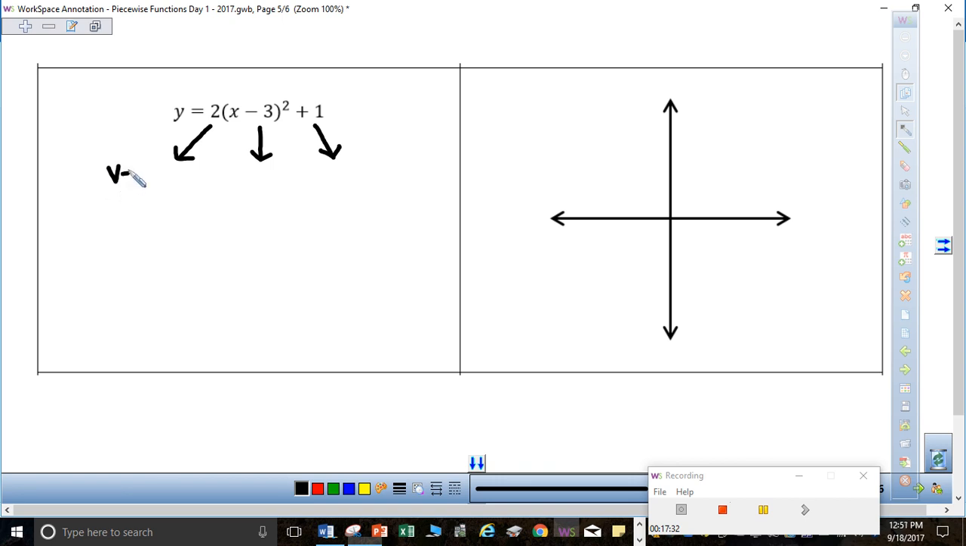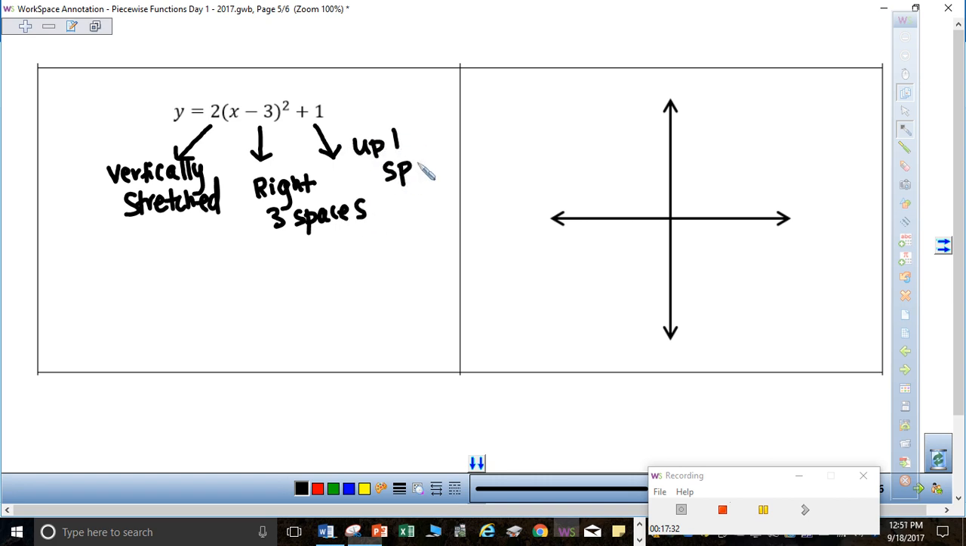All right, so let's go through these. So we should say that the 2 in front will cause our graph to be vertically stretched, so it's going to look skinnier or narrower. The -3 on the inside is going to cause our graph to move to the right 3 spaces. The plus 1 on the outside is going to cause our graph to move up 1 space.